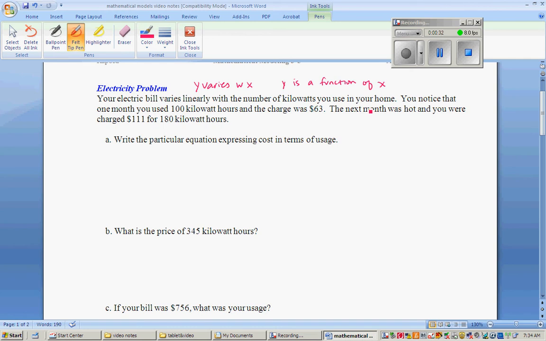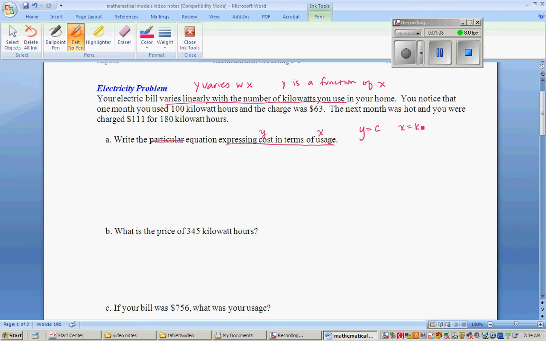So in this one, they said that your electric bill varies linearly with the number of kilowatts you use. And down here they say, write the equation expressing cost in terms of usage. So cost is going to be the y, and the usage, the kilowatt hours, are going to be the x. And we're going to assign some variables. Y is going to be equal to C, and X is going to be equal to K. And we're going to transform this later.